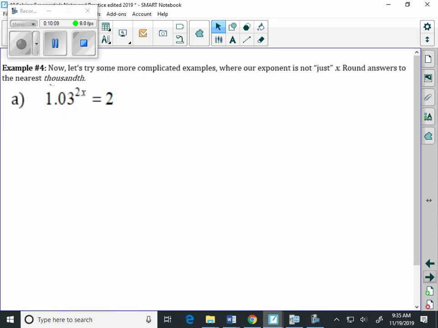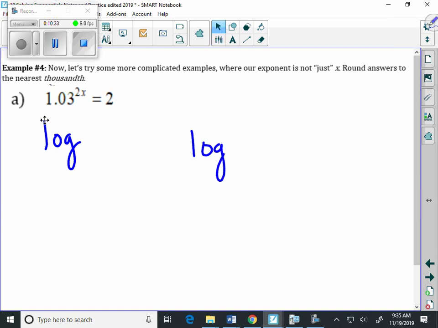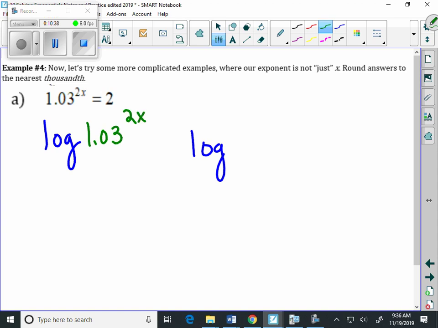Let's try a little bit more complicated. And it's not that much more complicated, but this time our variable is an exponent, but it's got a 2 in front of it. That's the only difference. But the process is still the same. We're going to take the common log of both sides. Take a log here, take the log there. And it's 1.03 to the 2x, and log of 2.